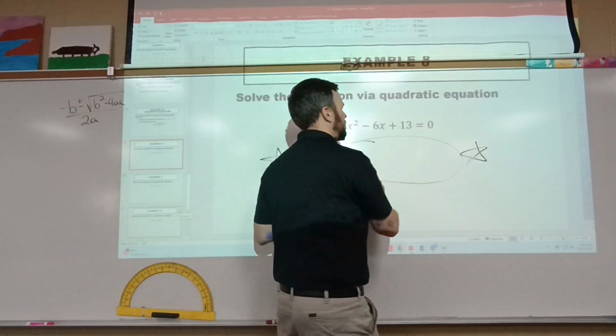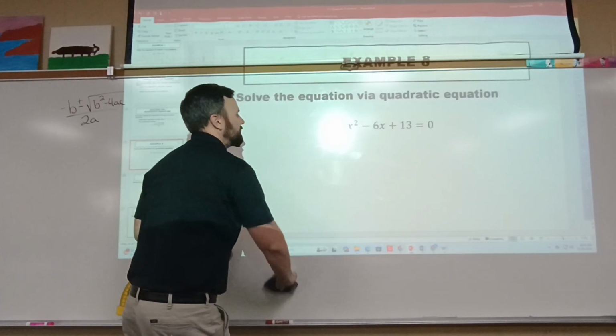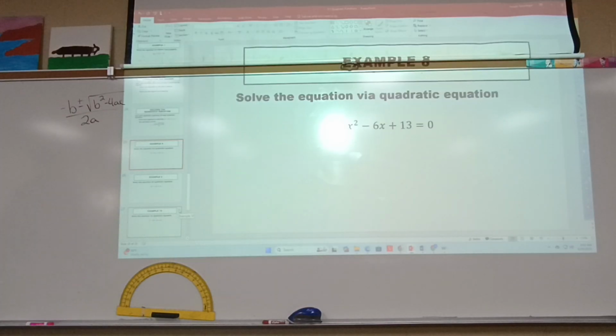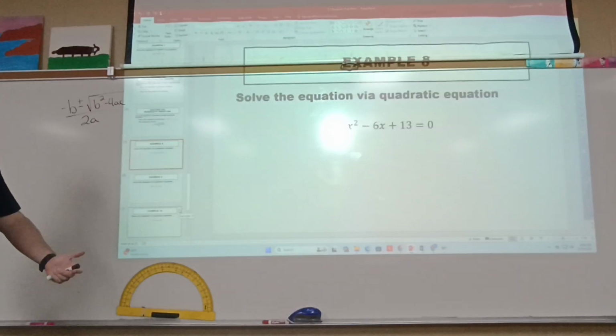All right, let's solve this using quadratic equation. It is not factorable. How do I know it's not factorable? Because 13 is prime, and I know that the two factors don't add up to 6. So I got stuck. I got to use quadratic. I also know I have to use quadratic because it told me to use quadratic.